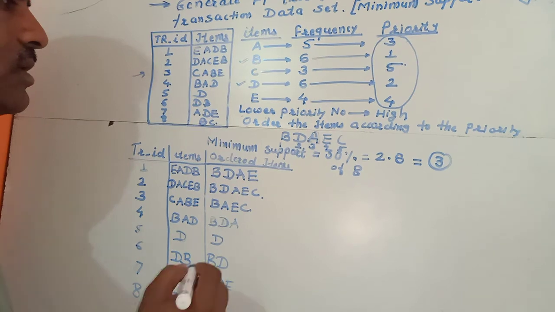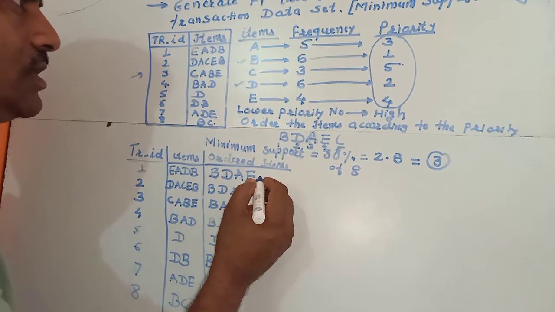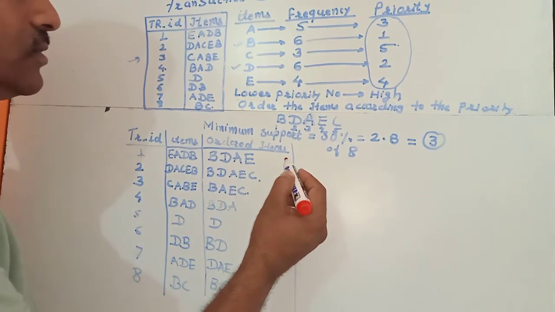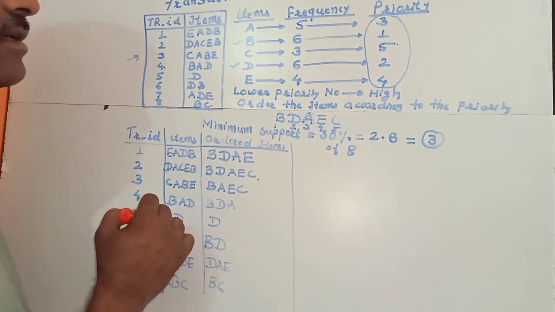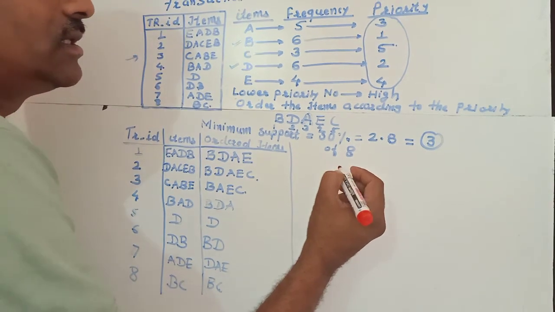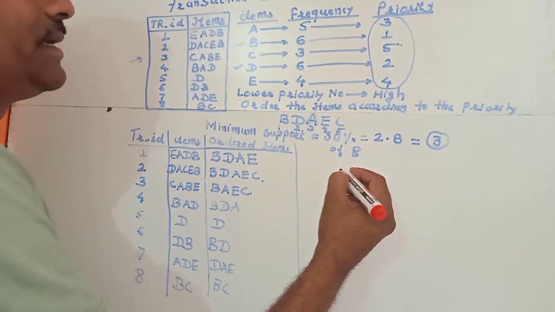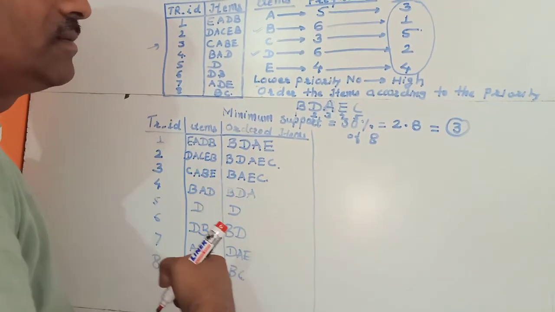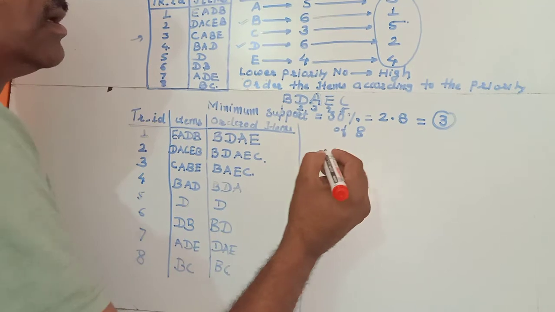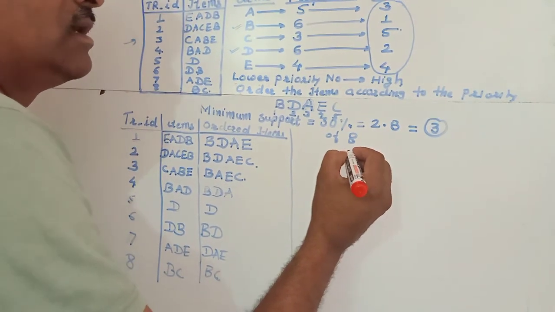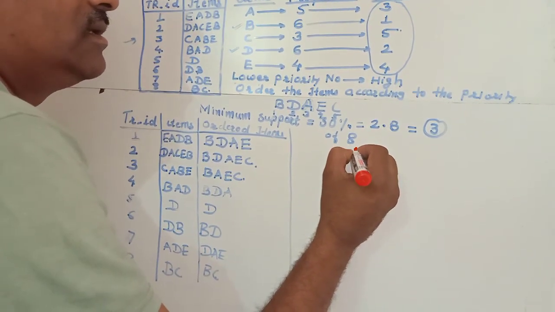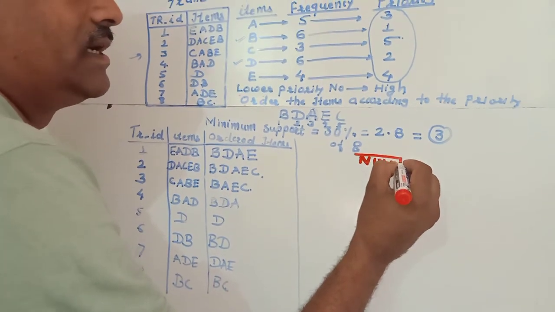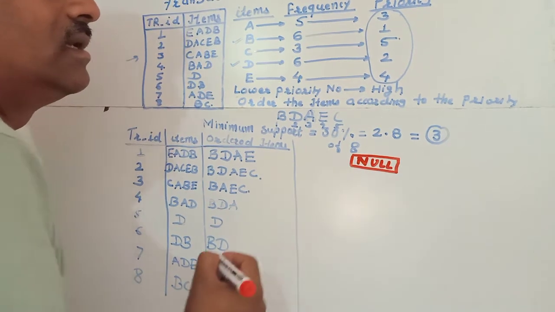So this is how the orders are being changed according to their priorities, right? So now we have new ordered items which have been generated from the previous items. So let us generate an FP tree by using the ordered items generated from the previous items. To start with the FP tree, at the root we will take the node as null.